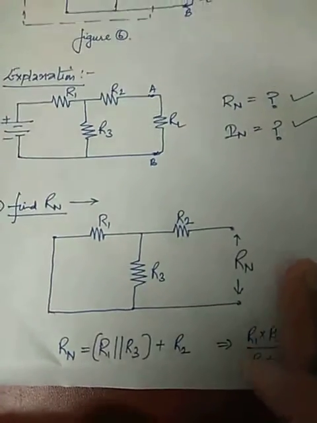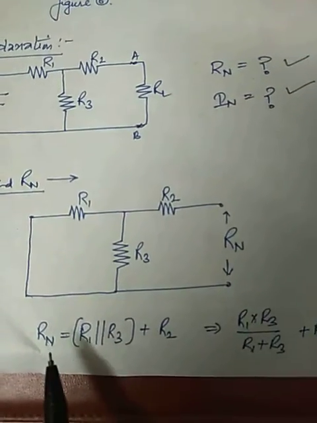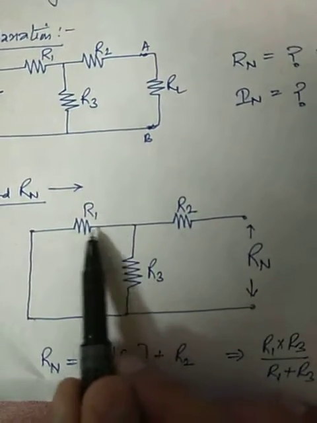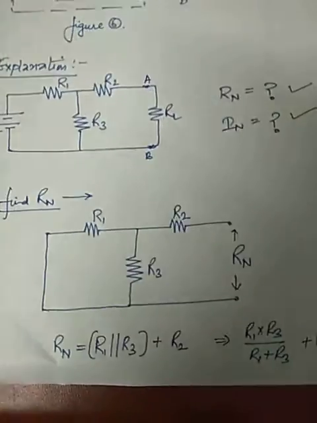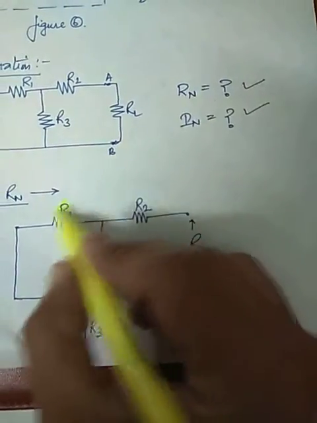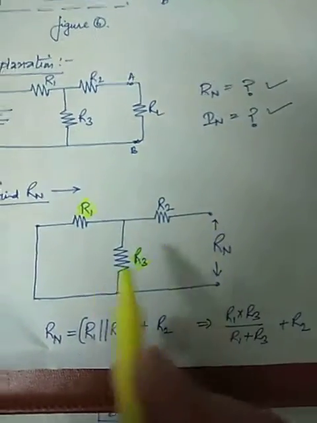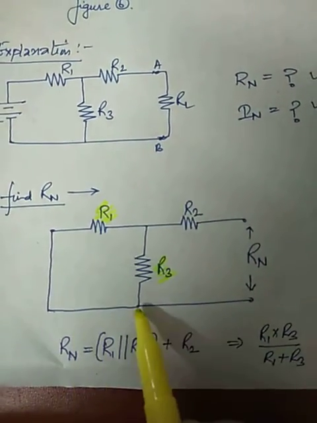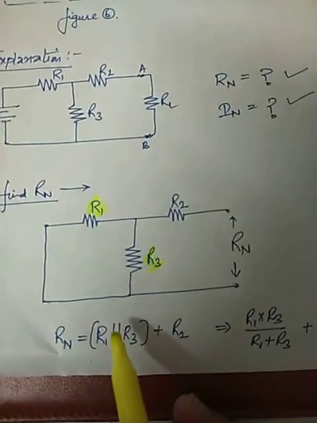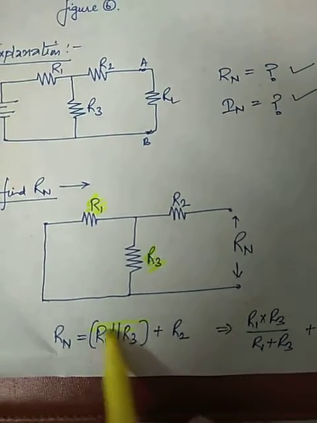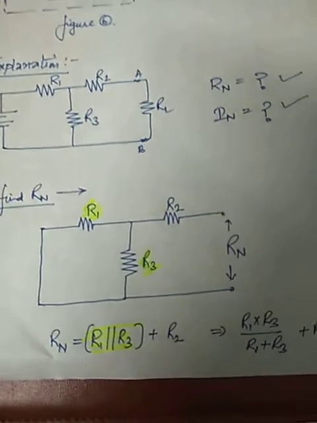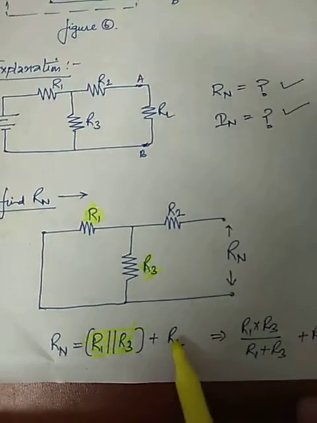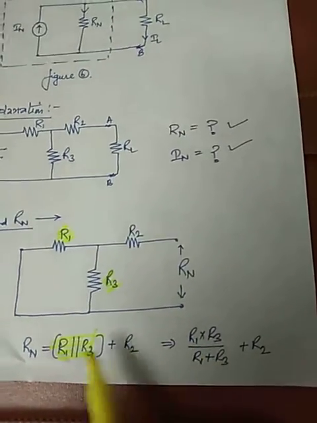So from series parallel we will calculate the value of resistance. So formula will be Rn is equal to, here we can see these two resistances R1 and R3, both are connected in parallel. So formula will be R1 is in parallel with R3 and this R2 is in series with these two resistances. So we will calculate from here.